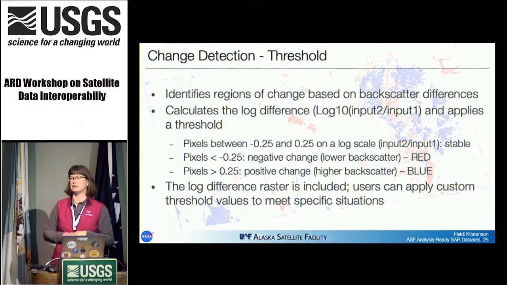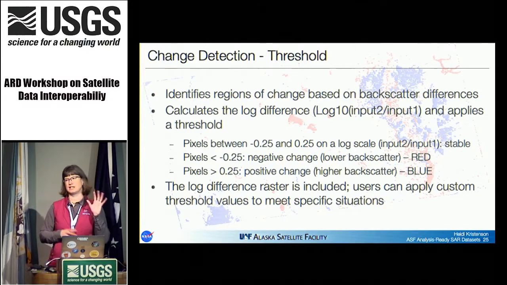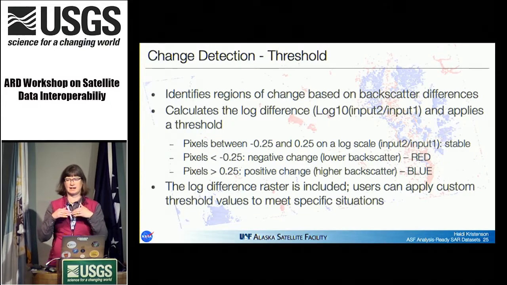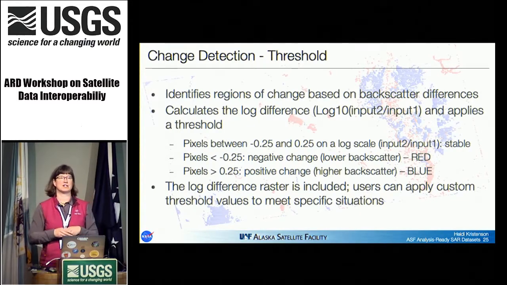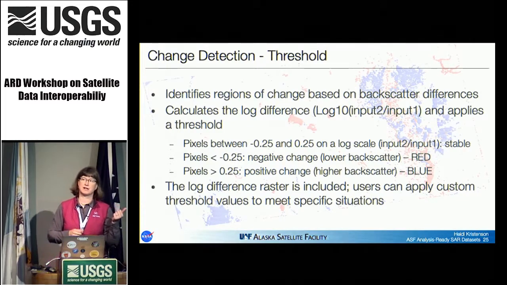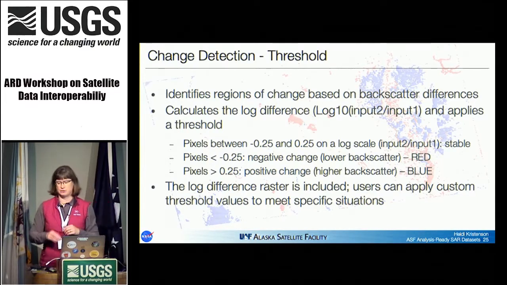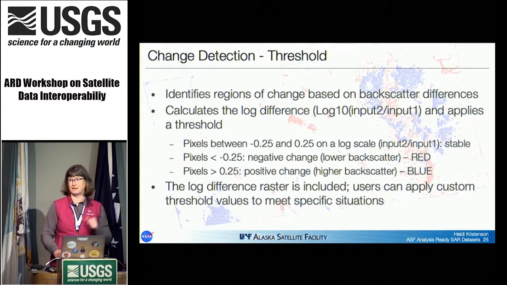We also have a pretty simple threshold change detection product, which just takes the log difference of 2 acquisitions and then applies sort of an arbitrary threshold. So this particular threshold that's automatically applied is pretty large, so it's going to only pull out really extensive change or areas of large change, but the actual difference raster is packaged up with this, so you can go to that difference raster and threshold it to whatever you want. So if the change that you're looking for is pretty subtle, you can choose and reclassify your raster based on that.